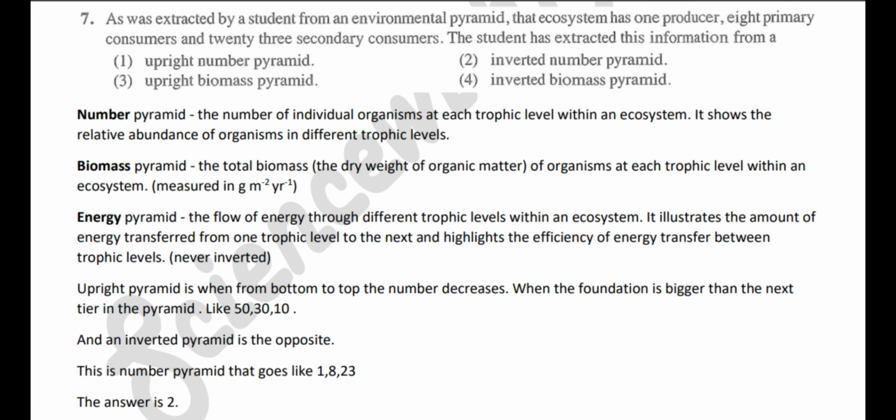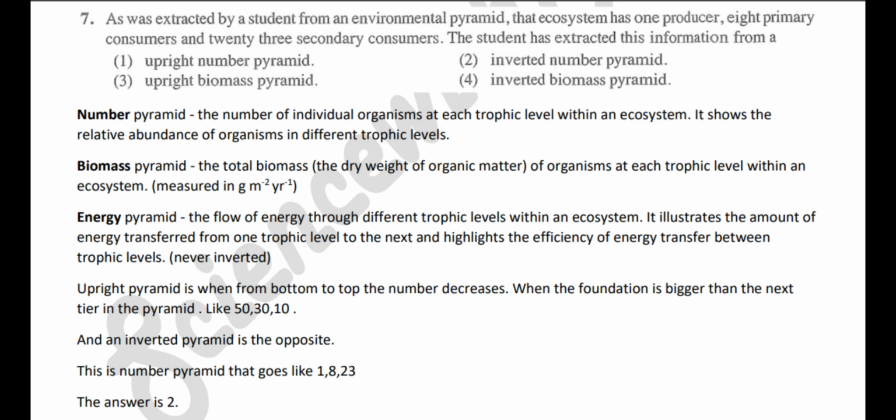This is never inverted. Let's talk about what inverted and upright mean, okay? An upright pyramid is when the number decreases from bottom to top. When the foundation is bigger than the next tier, and the next trophic level is smaller than the previous one, like 50, 30, 10. That's an upright pyramid. It's how normal pyramids are. Then we have inverted. That's the opposite of it. As in the beginning quantity is small, then it gets bigger, like 1, 8, 23.